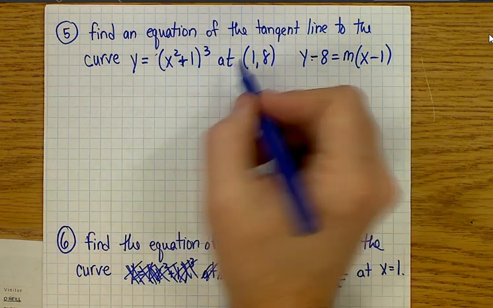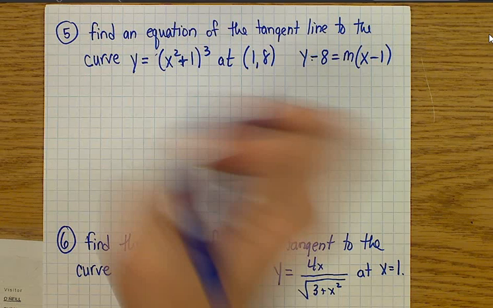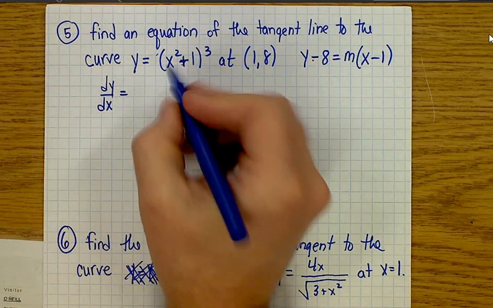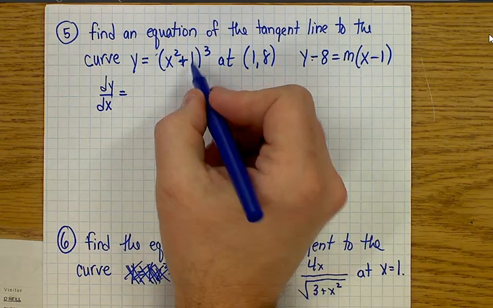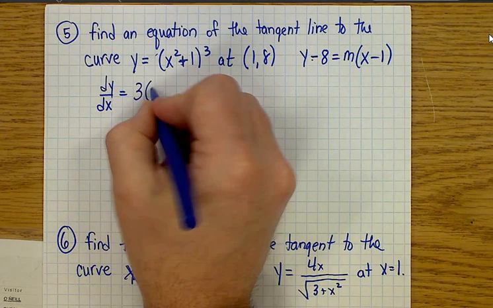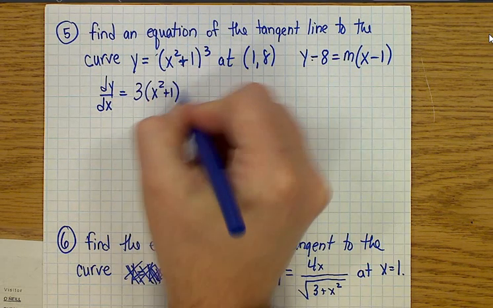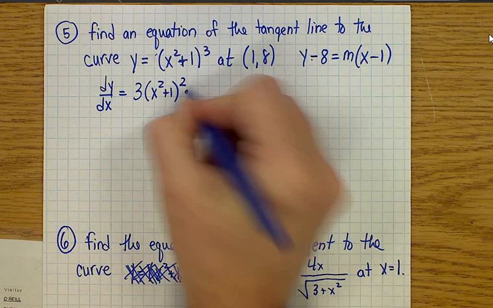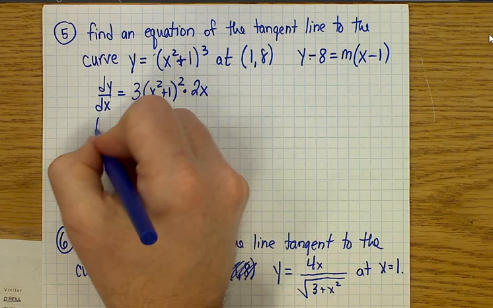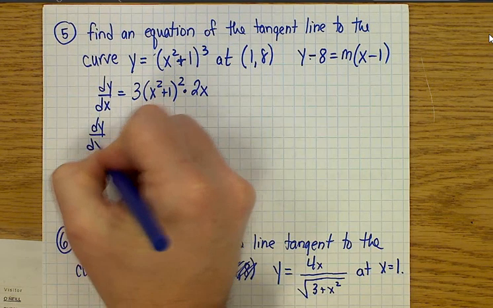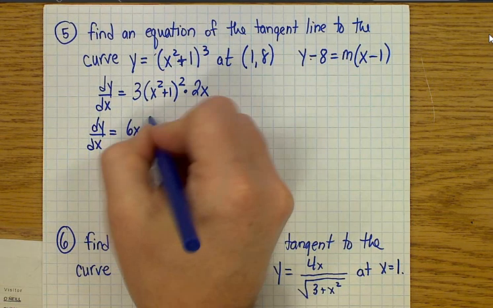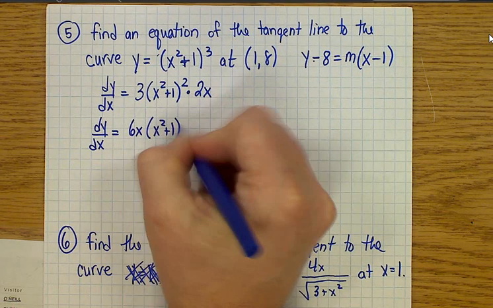Now I'm looking to take the derivative because I'm looking for the slope. So dy/dx, which is your derivative of y with respect to x. This is a pretty easy chain rule, but we start with the power. So 3 times the something doesn't change, to the power minus 1, that's a 2. And then we multiply it by the derivative of the inside piece, which is 2x. So I'm going to get dy/dx is equal to 3 times 2x, we can simplify, and then x squared plus 1 squared.